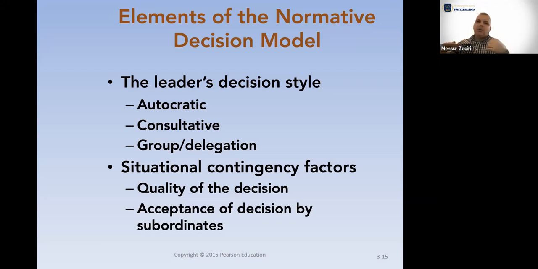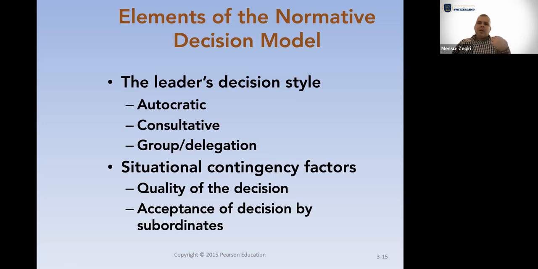That's why, according to this model, it's important that you first understand the situation, because based on the situation, you will know which of these styles you are going to use, whether you're going to be autocratic, consultative, whether you are going to apply group decision making, or you're going to totally delegate decision making to one particular employee. So to better understand the contingency factor, then he identified two central contingency factors. And the first one was the quality of the decision, and the second is the need for acceptance and commitment by your followers.